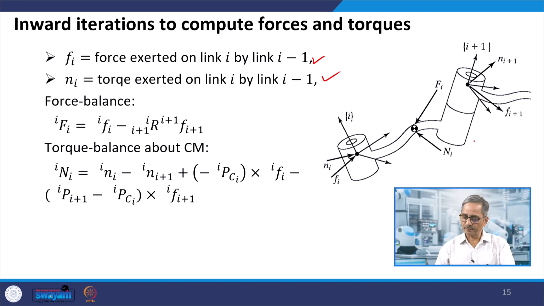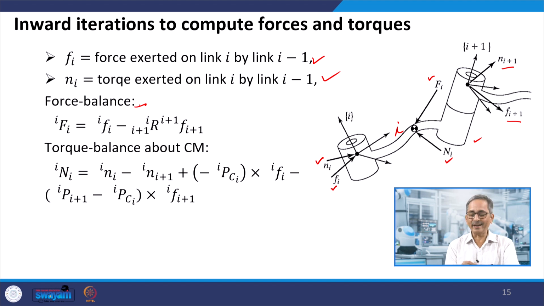So, in this figure, say this is the moment, this is the force acting from the previous link on the ith link. Here this is the moment and this is the force acting from the current link on the next link, and this is the inertial force and this is the inertial moment. So, I can take the force balance.